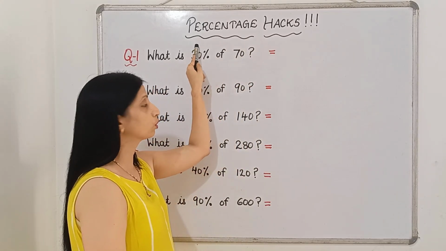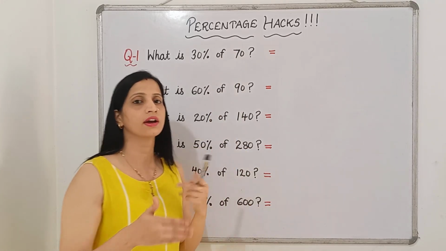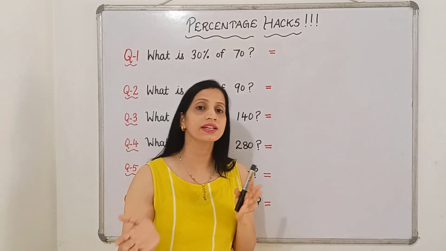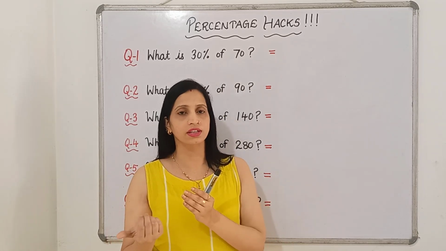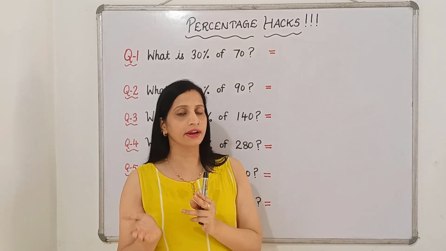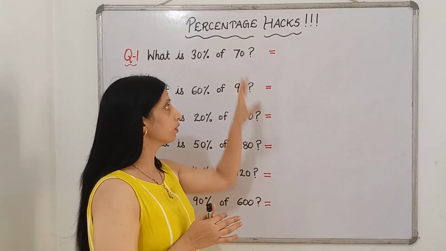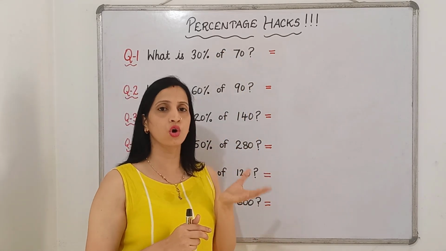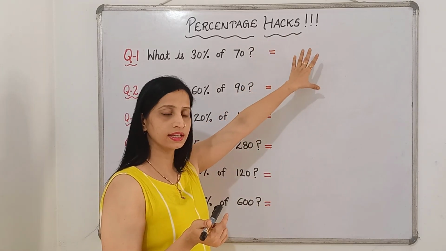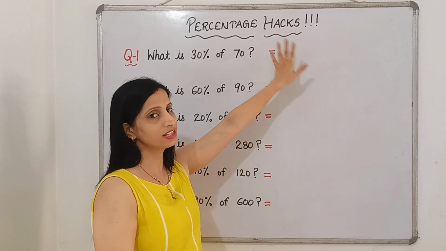Percentage means out of 100 or per 100. Okay, means out of 100 how much you are scoring, how much you are getting, how much you are spending, how much you are saving. So that will be your percentage that we can express in terms of 100, or that can be expressed as a fraction of 100. So it is nothing but a part of a whole. Whole means out of 100.